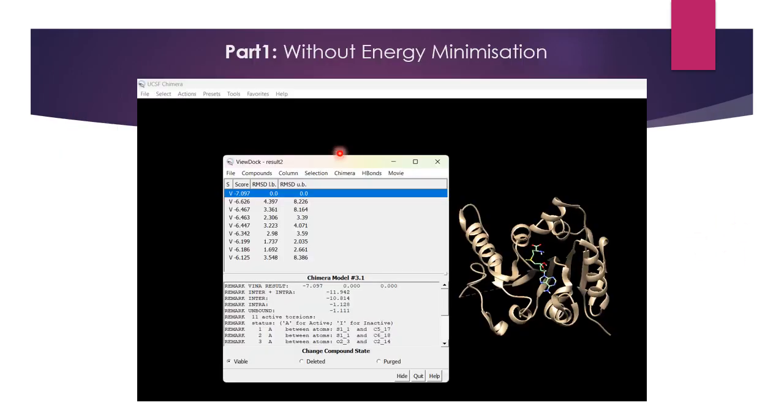So the first part is without energy minimization. So I take these two, receptor and ligand, and I perform the docking without any energy minimization. So this was the result I get, and you can see here in the Chimera. This is the interaction. This is the molecular view.